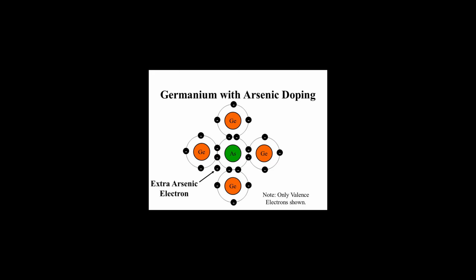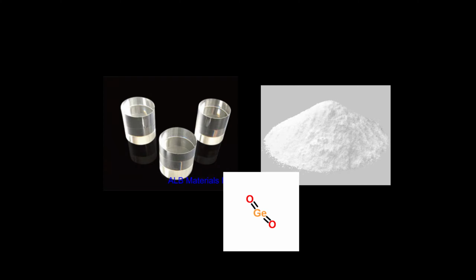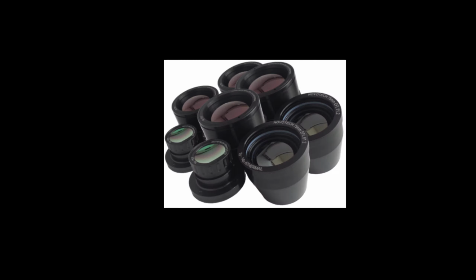Let's start looking at some reactions and compounds alpha germanium is involved in. As it's so similar to silicon, it can also be doped in a similar manner with the same compounds. When heated up, germanium can react with oxygen to produce germania, which has a high refractive index and low optical dispersion, making it useful in optics such as lenses.